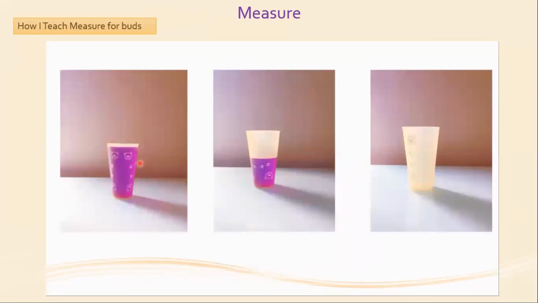So when the water is at the brim or top of the container, it is full. And when the water is here, the container is half filled with water. And where there is no water in the container, it is empty. So this is full, this one is half, and this one is empty.